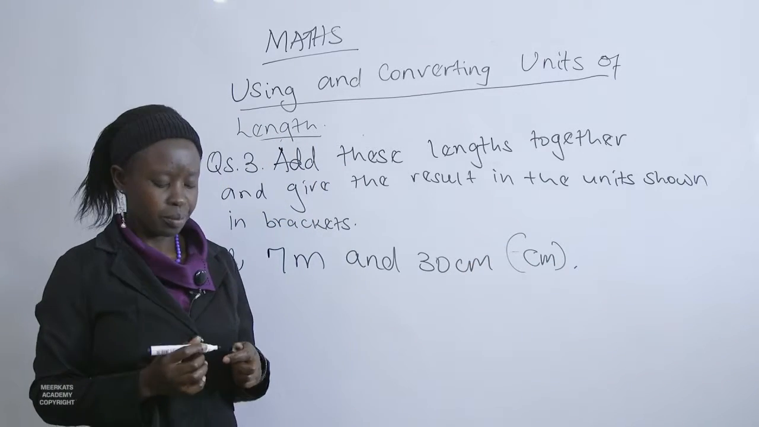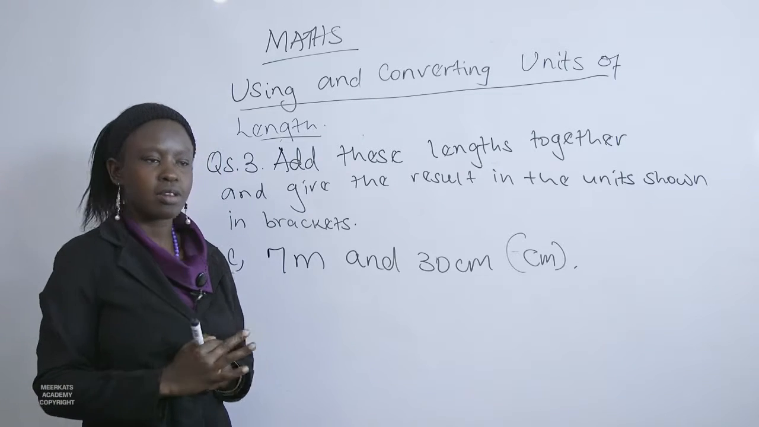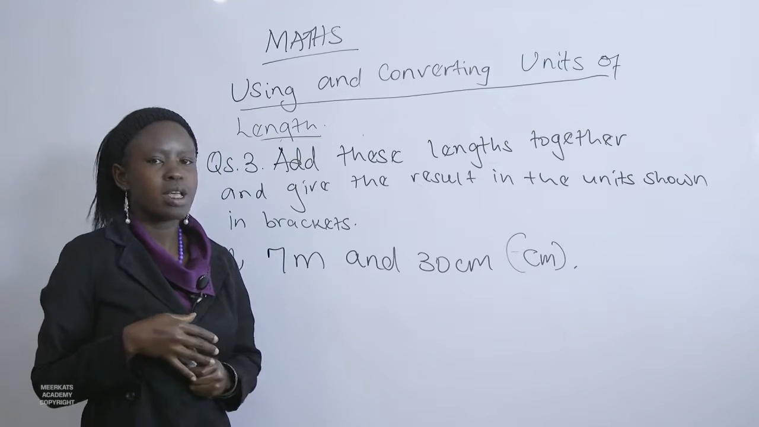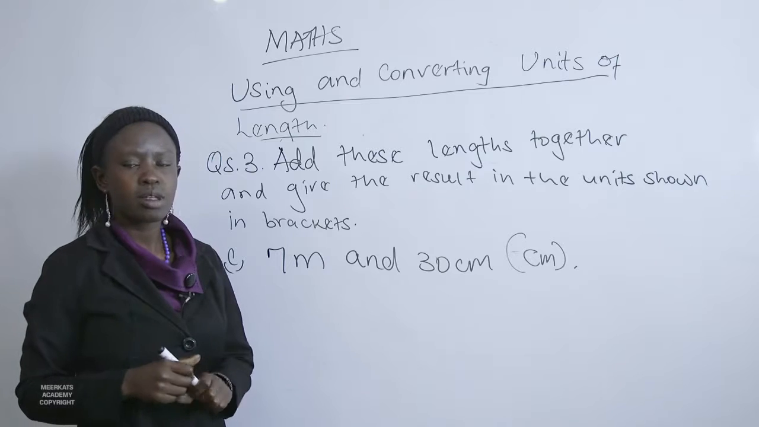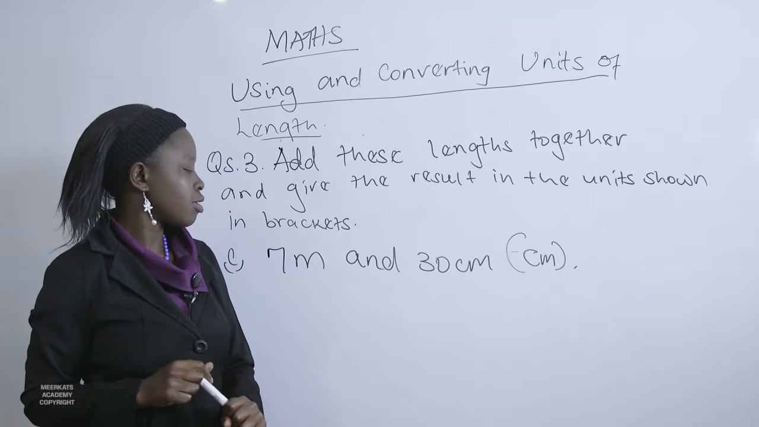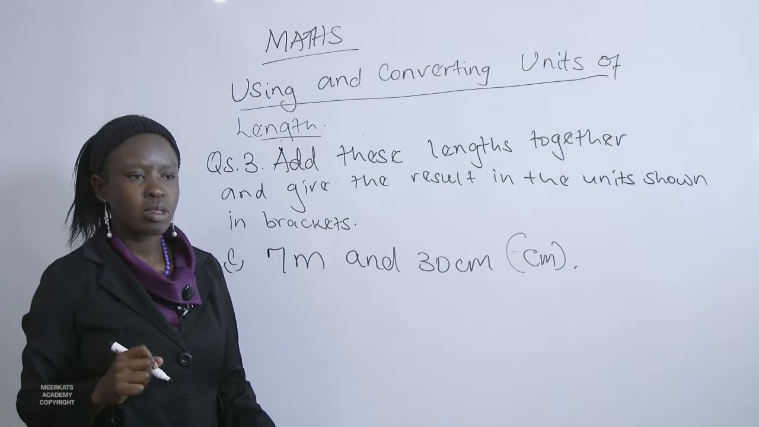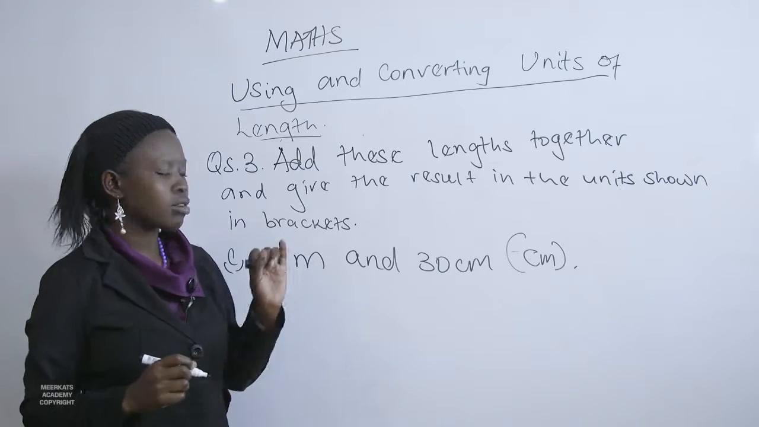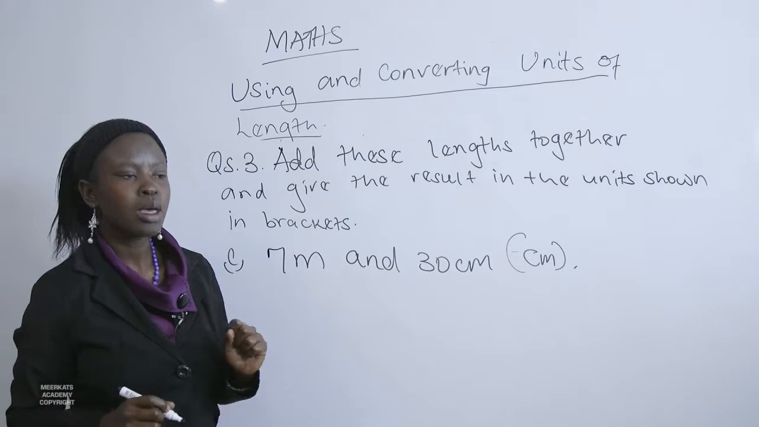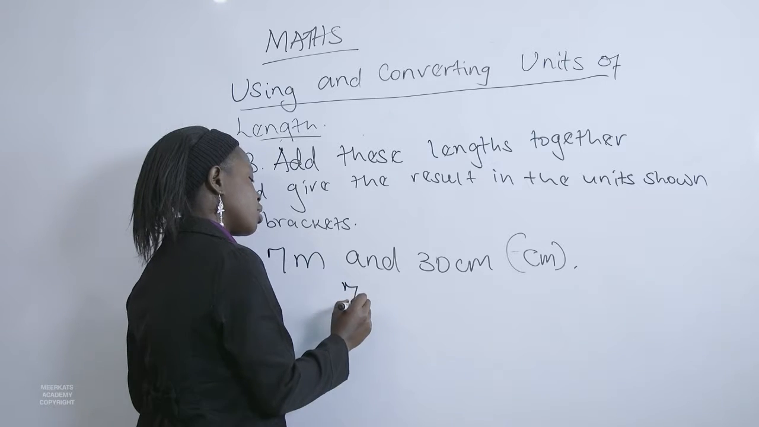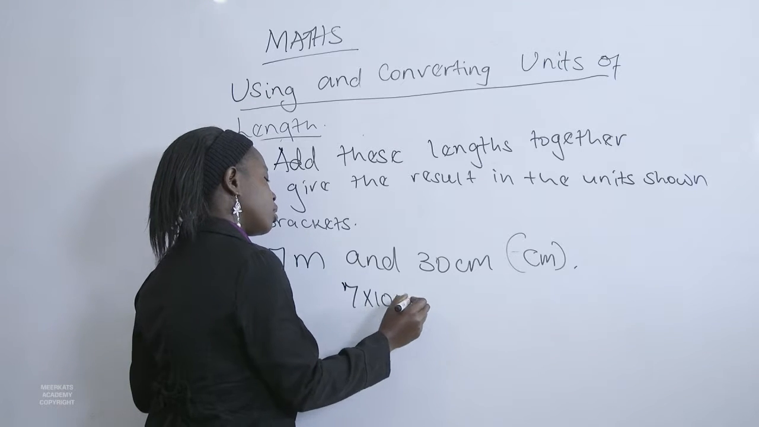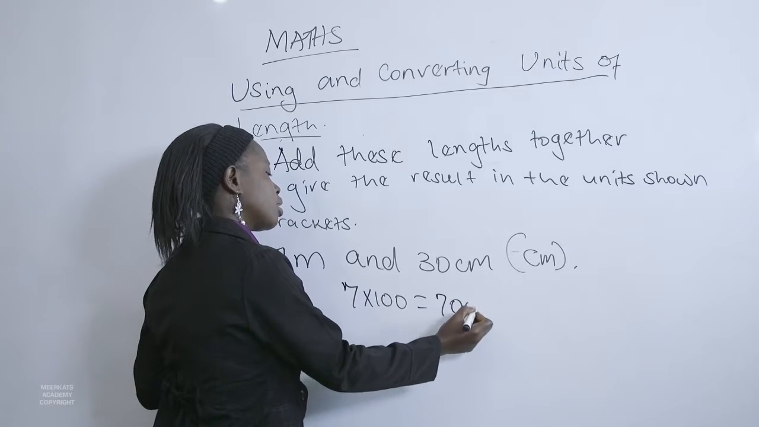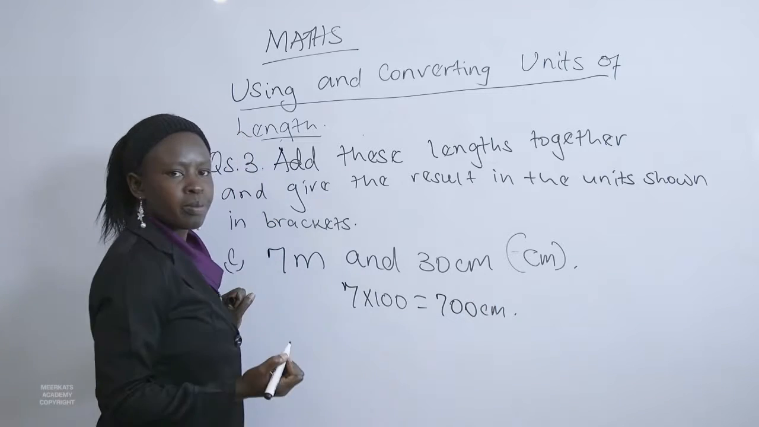So we are adding 7 meters and 30 centimeters. Our result is needed in centimeters. So that means I convert the 7 meters to centimeters. For meters and centimeters, we multiply by 100. So that means 7 multiplied by 100 to get 700 centimeters.